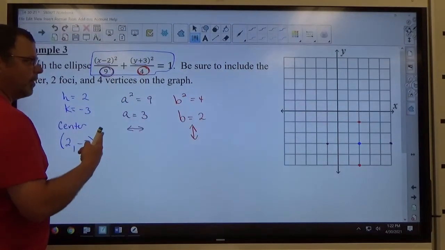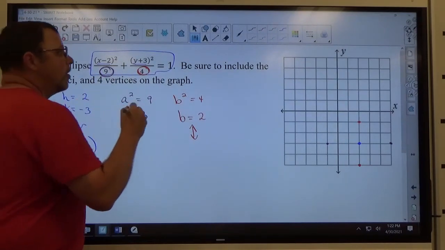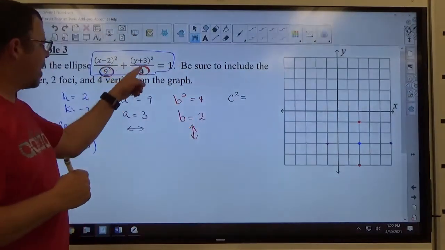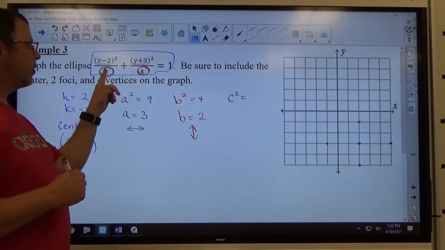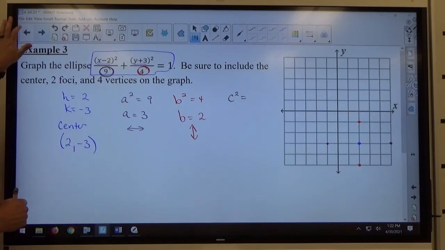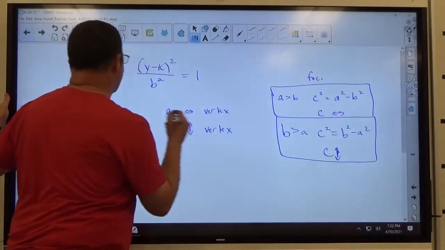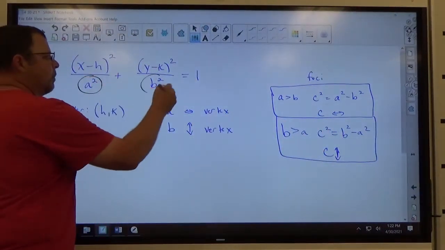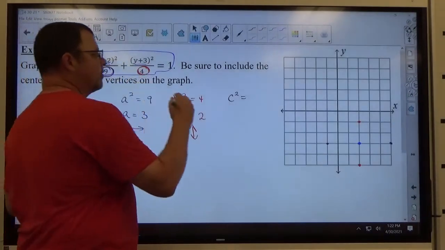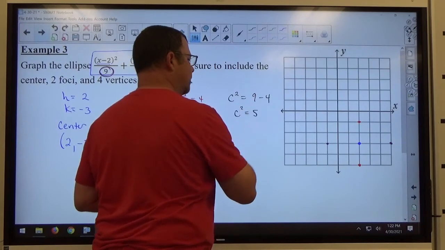Finally, I can look and see which is bigger between these two numbers, 9 and 4? 9. So c squared is always the bigger number minus the smaller number. These are the squares up here. This is a squared, this is b squared, right? So back here where it says a squared minus b squared or b squared minus a squared, a squared and b squared are just the pieces of the problem, right? So if I'm looking at this, 9 minus 4, so c squared equals 5.